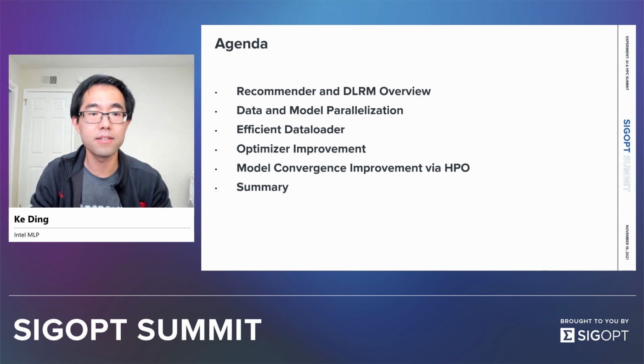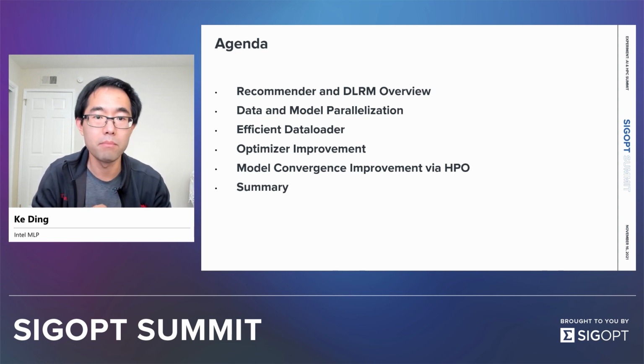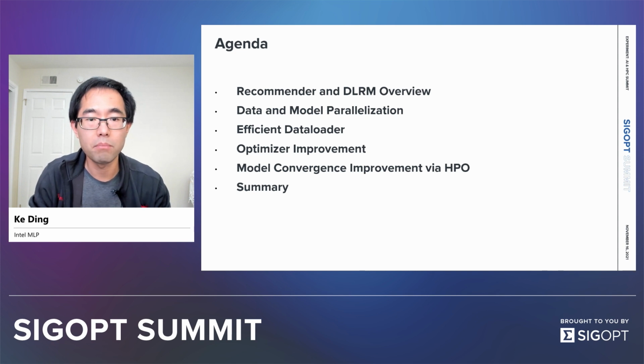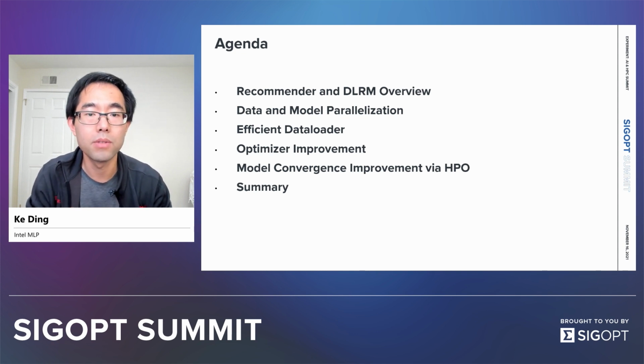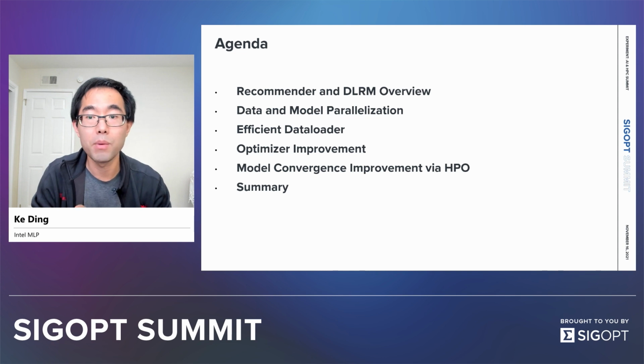And here is today's agenda. First, I will talk about recommendation system overview, and in particular, the Facebook DLRM model. In the second part, I will introduce how Intel does MLPerf v1.0 training scale out for the DLRM model, including data and model parallelization, efficient data loader, and optimizer improvement. After that, I will talk about how to use the SigOpt hyperparameter optimization tool to improve the model convergence. I will conclude the talk with a summary section.